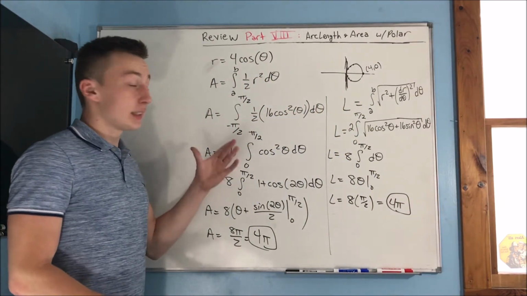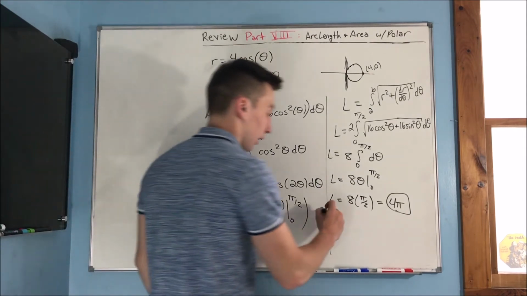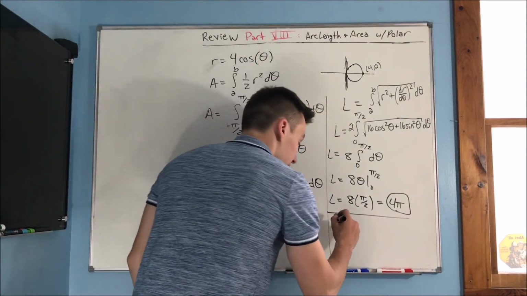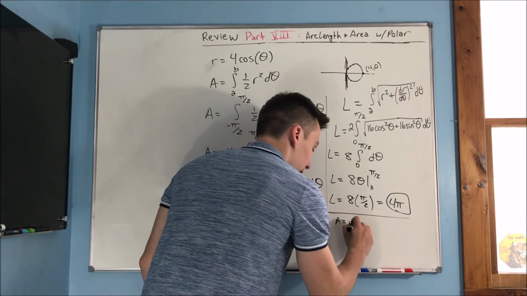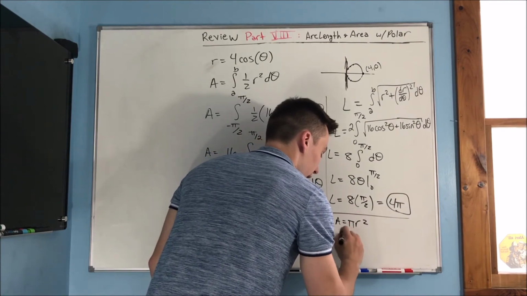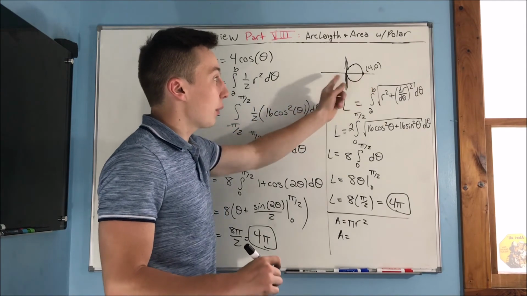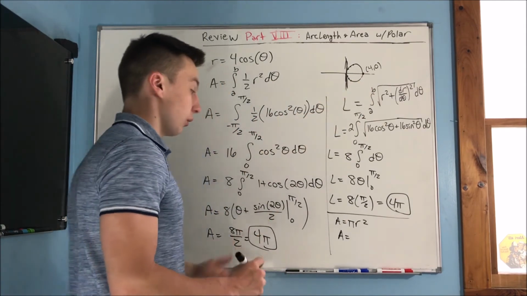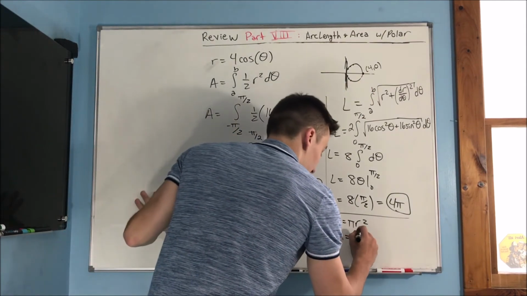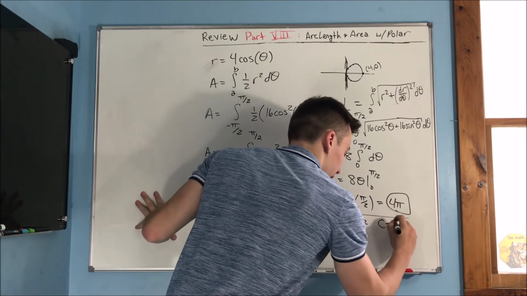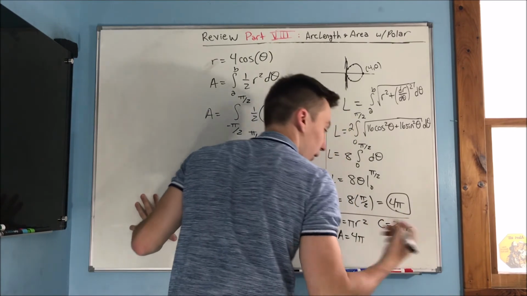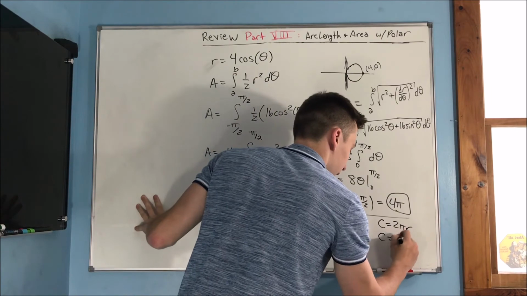Since this is a nice easy circle, we can actually just check our work here. Our area is pi r squared. And what's our radius? Since this is 4, 0, our diameter is 4, but our radius is 2. So our area is 4 pi. Now our circumference is 2 pi r. Again, our radius is 2, so our circumference is 4 pi as well.